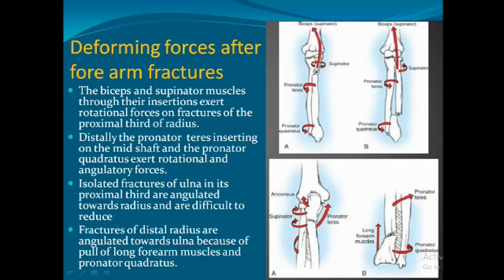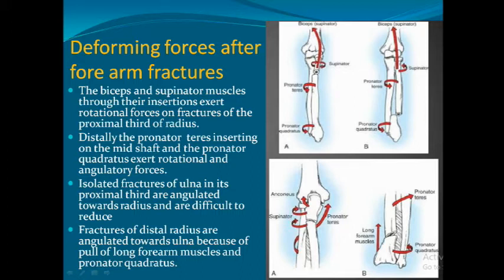So isolated fractures of the ulna in the proximal third are angulated towards the radius and are difficult to reduce. Whenever any fracture occurs in the proximal ulna, they get angulated towards the radius and so are difficult to reduce.